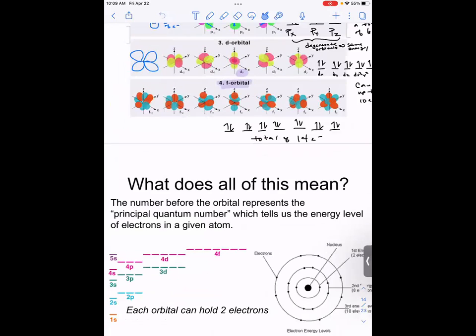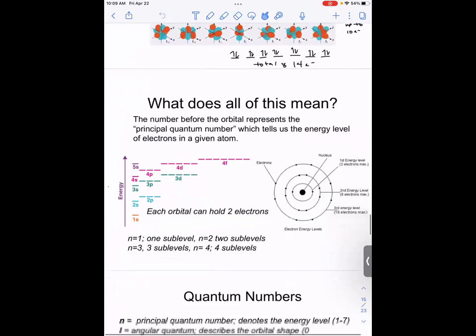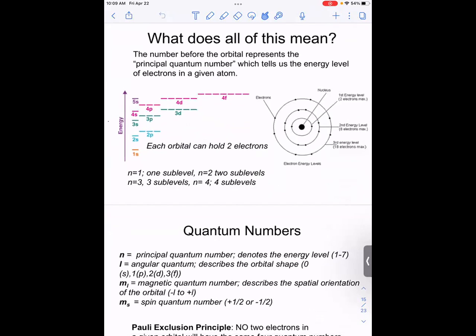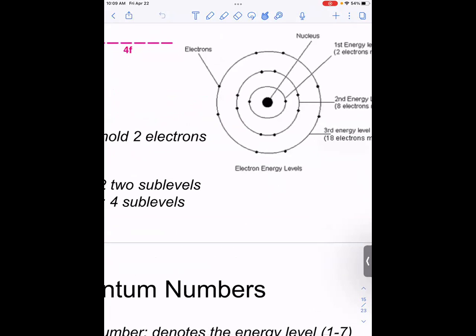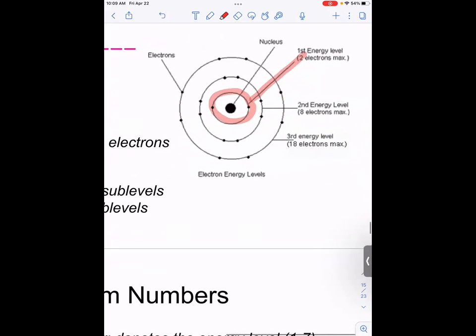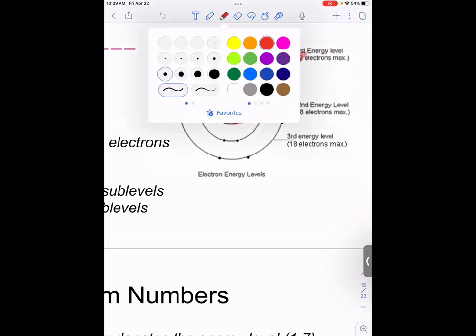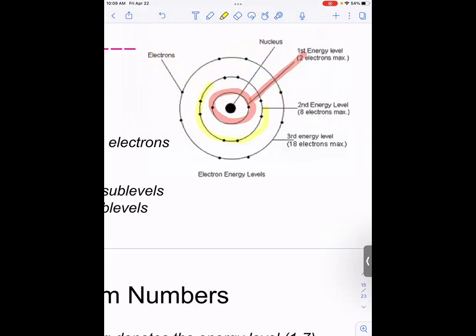All right, so what does that mean? Well, when we think about this in terms of the electrons, remember, we're talking about shells, right? So this would be considered the first energy level. You can see that here, first energy level. And then in the second energy level, we change colors. That will be here, right? And that has a 2s and 2p. So you can have a total of 8 electrons there.